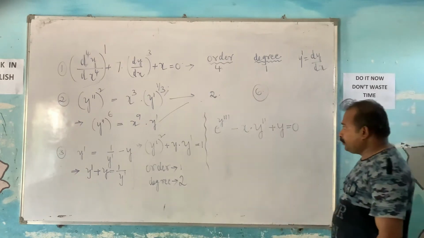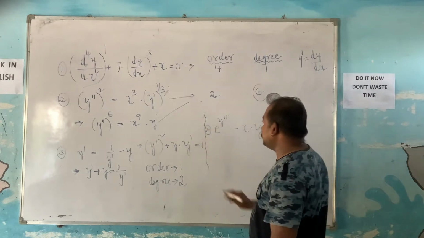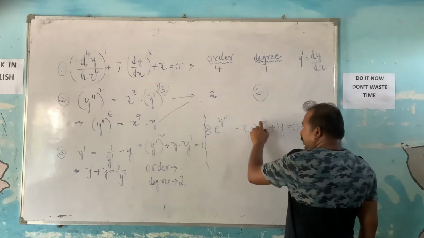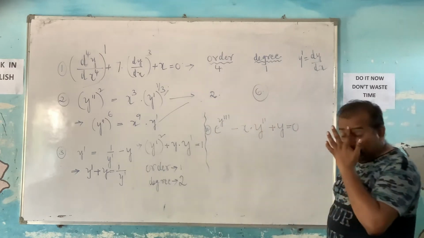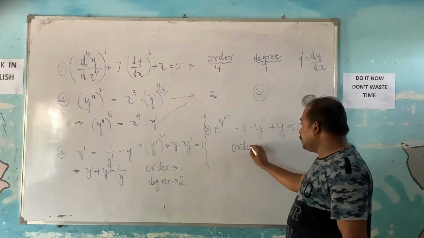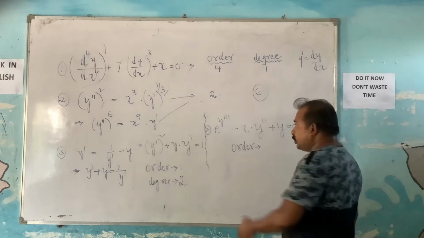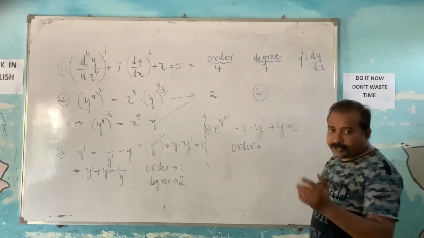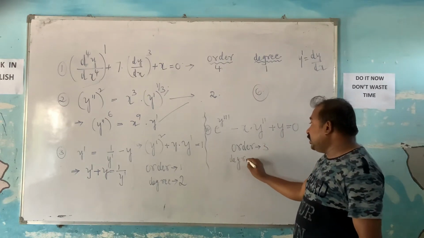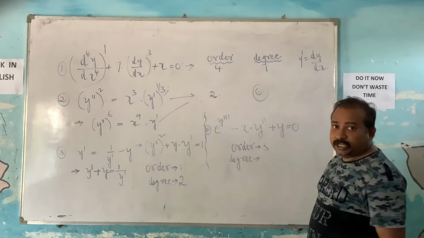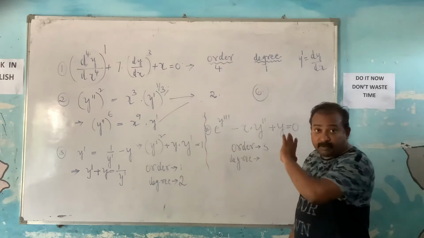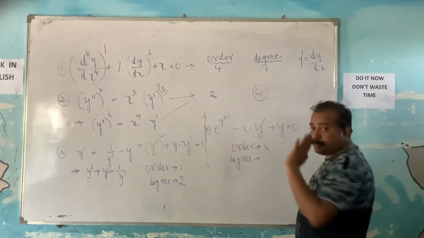If you observe, the example is e power y triple dash minus x into y double dash plus y equal to 0. First of all, what is the order of the differential equation? Y triple dash is there, so the order is equal to 3. Then what about the degree? In order to discuss the degree, first of all, check whether it is free from fractional powers. Of course, here there are no fractional powers.